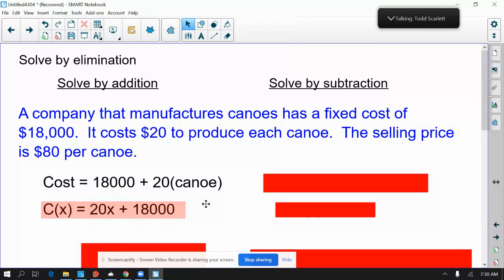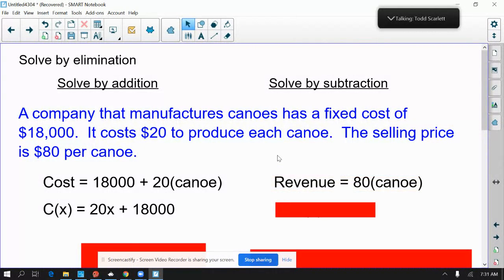And I can write that as a function if I let x equal the amount of canoes that they make. And the cost would be a function of x. Now, they sell canoes for $80. Well, all the money that they take in is totally based on how many canoes they sell. So 80 times the canoes, the revenue is again based on x, where x is the amount of canoes sold.